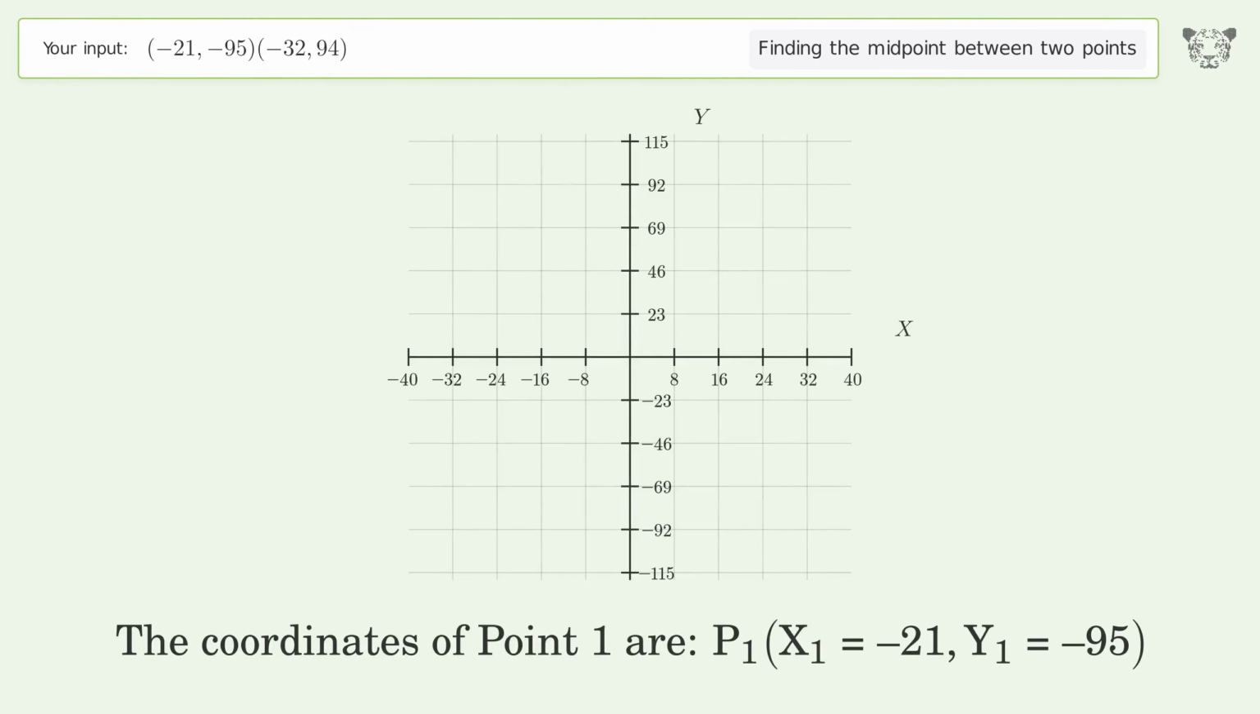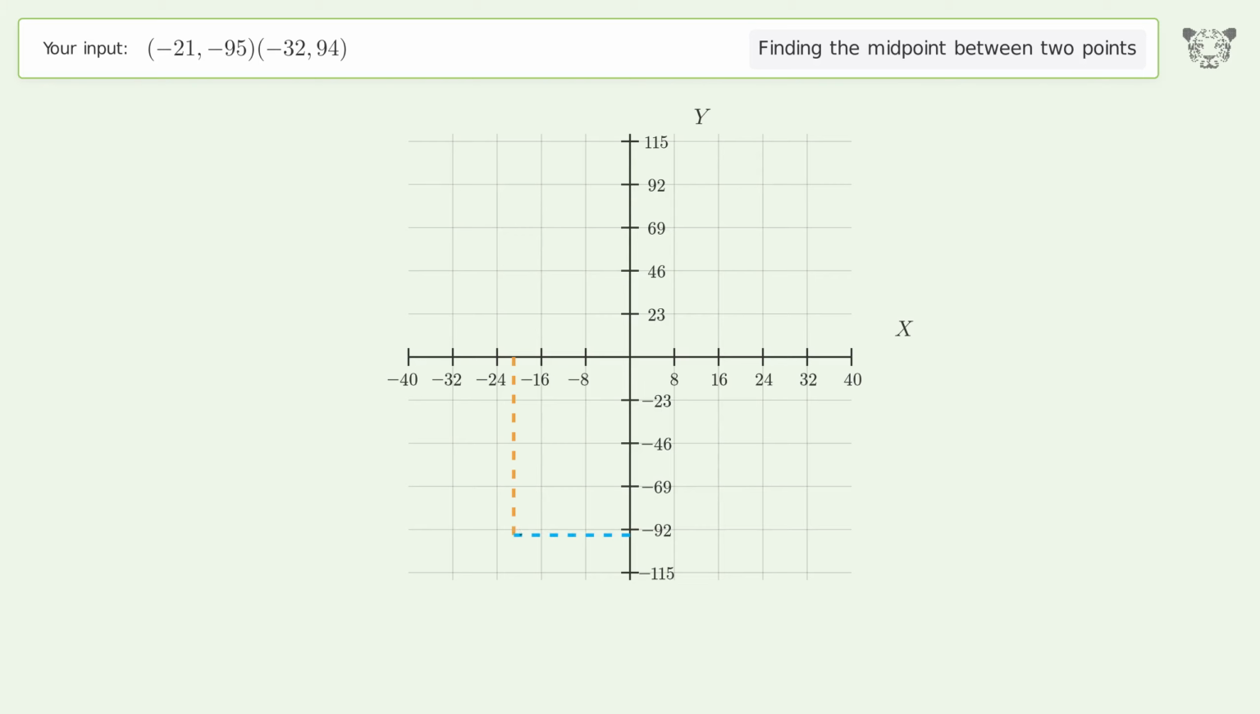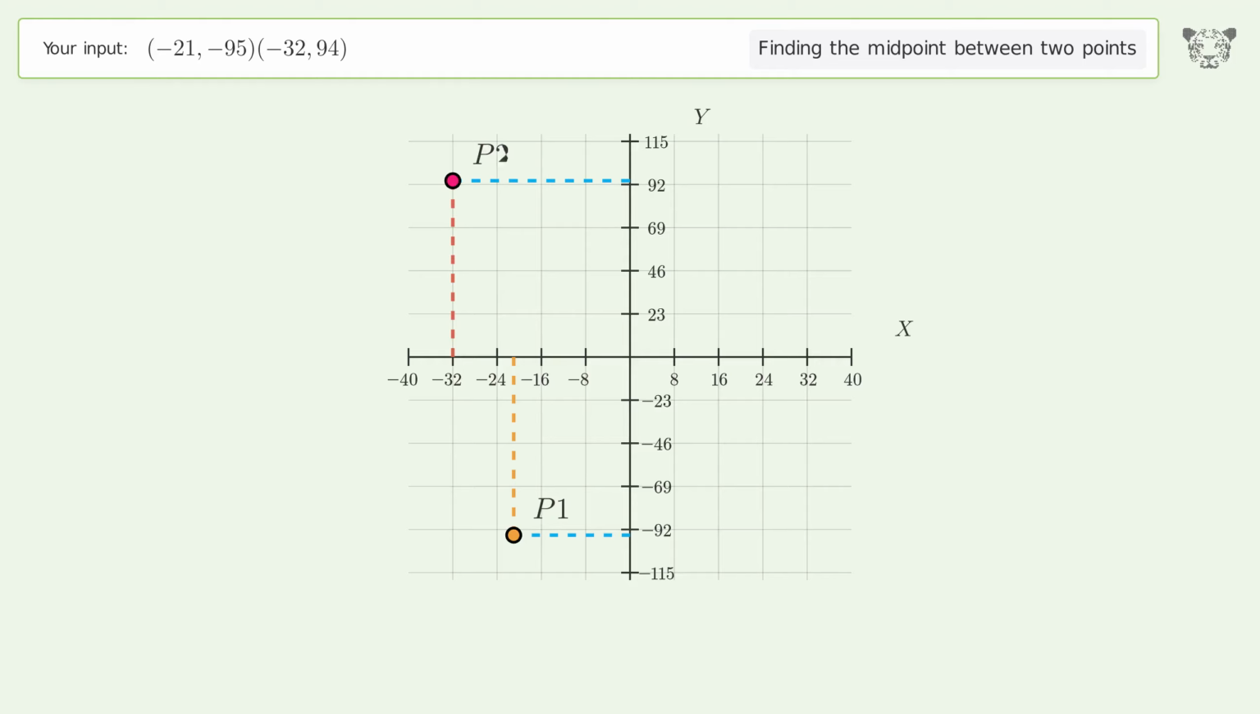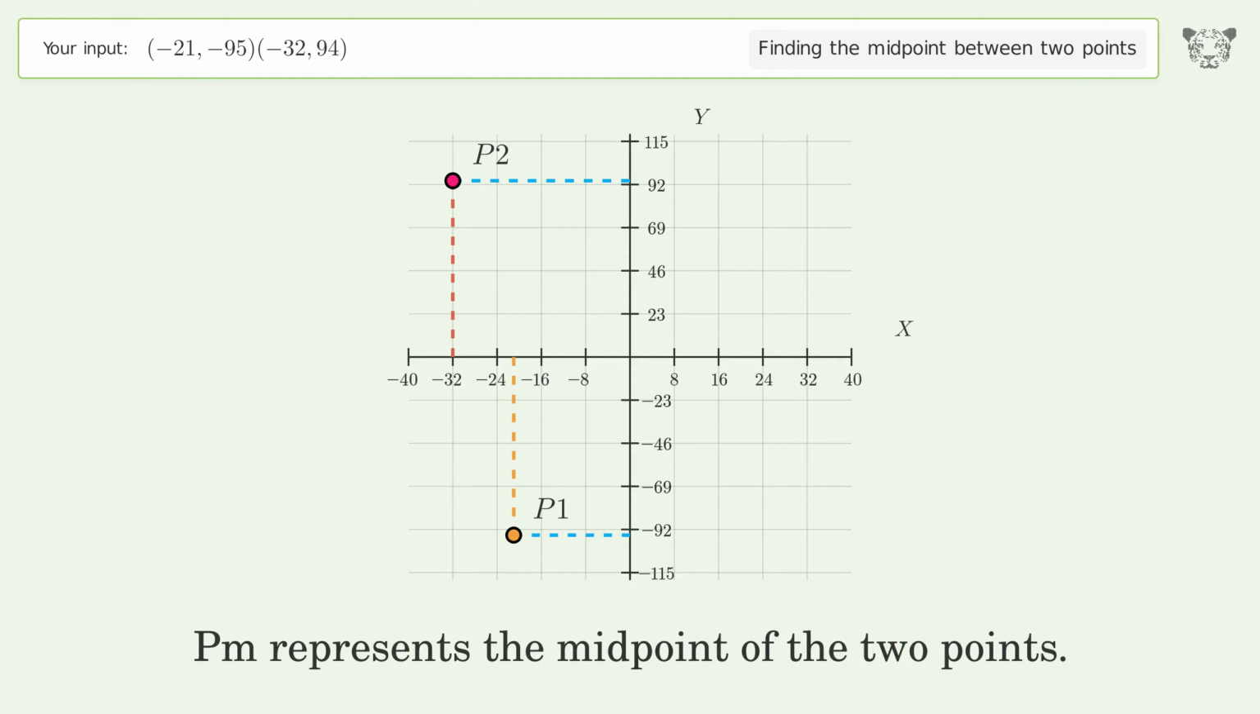The coordinates of point 1 are, x1 equals -21, y1 equals -95. The coordinates of point 2 are, x2 equals -32, y2 equals 94. PM represents the midpoint of the 2 points.